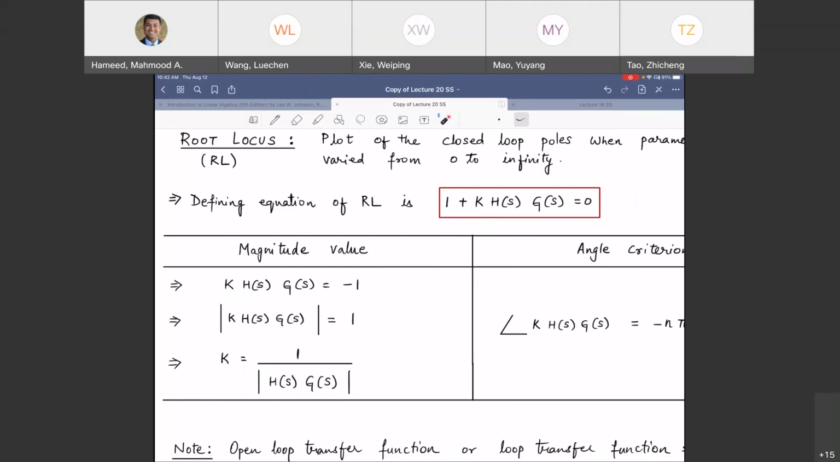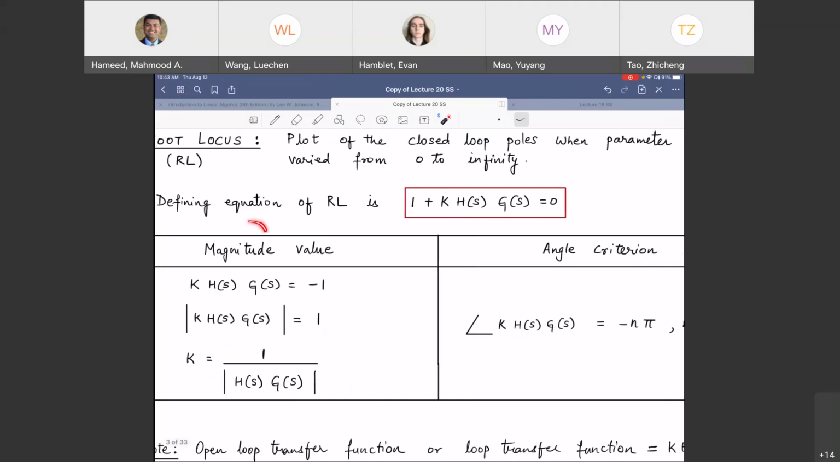So this is telling me that if the denominator has to go to 0 for a certain value of s, I can use magnitude criteria to find out the corresponding value of K that will make the denominator go to 0. So I can actually use this to find values of K that will satisfy that particular equation for a certain value of s. But I still need to find out what that certain value of s is. And the angle criteria will help me do that.